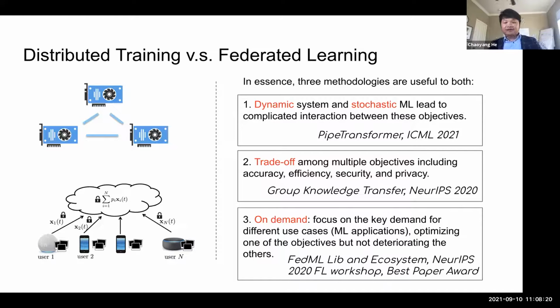The first paper is called PipeTransformer, published in ICML this year. The second one, about trade-off, was published in NeurIPS 2020. We call it group knowledge transfer. The last one won the best paper award at the federated learning workshop last year at NeurIPS. So I want to showcase these 3 papers in detail.